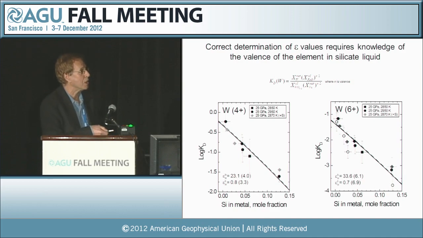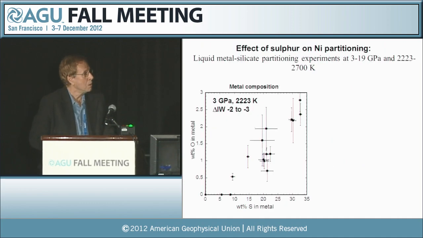We've got 2 fits here, one assuming a valence of 4+ for tungsten in the silicate melt, and one assuming 6+, and the fits are identical, but the interaction parameters are very, very different. 23 is the tungsten-silicon interaction parameter in this case, and 33 here. So we need some independent method of determining the valence of tungsten, and Bernie Wood has done this recently using XAFS and has decided that it's probably 6+.